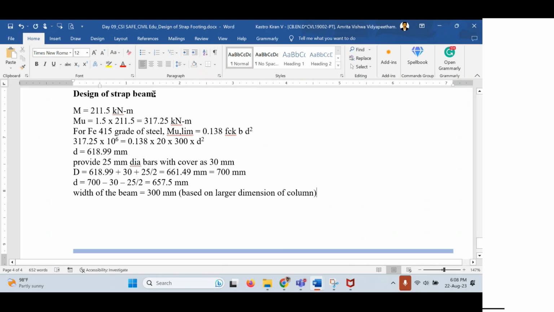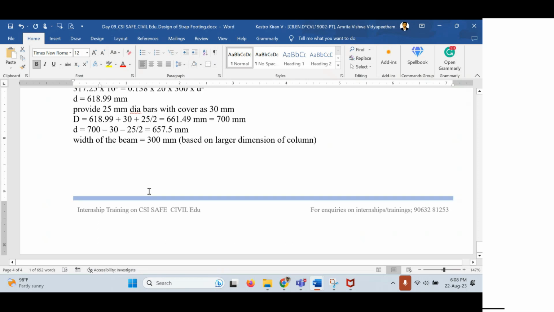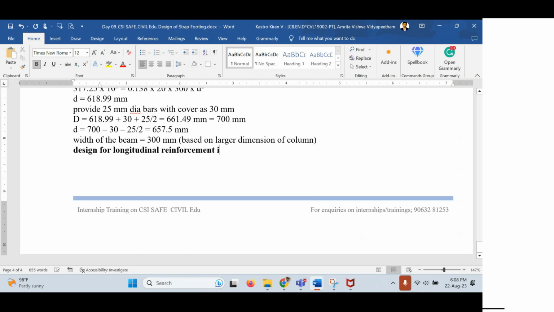Now, it's a beam, right? So we have to provide the reinforcement inside that. So let us design the reinforcement in the beam. Design for longitudinal reinforcement in the beam. So we are going to design the reinforcement section.